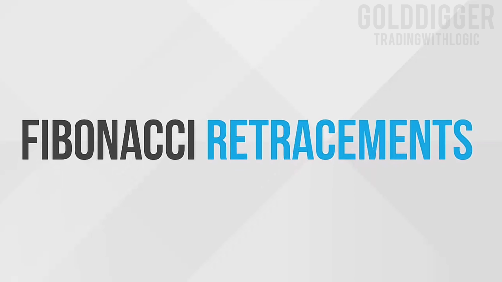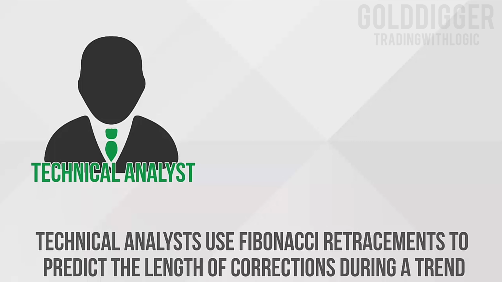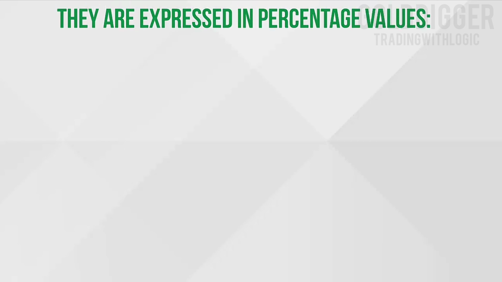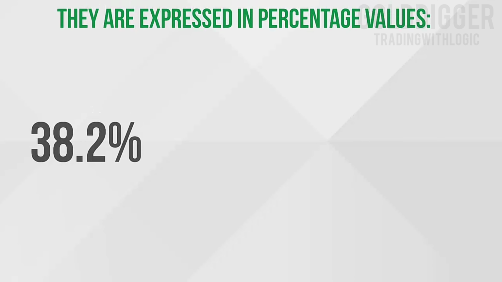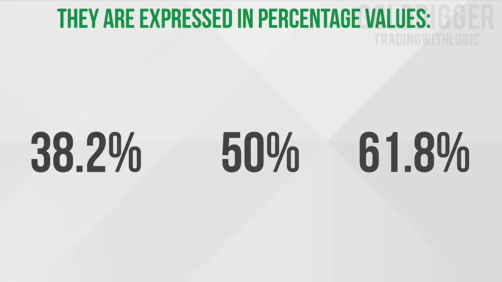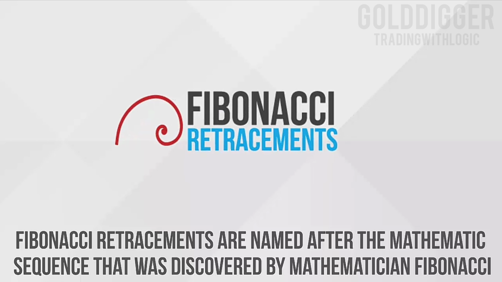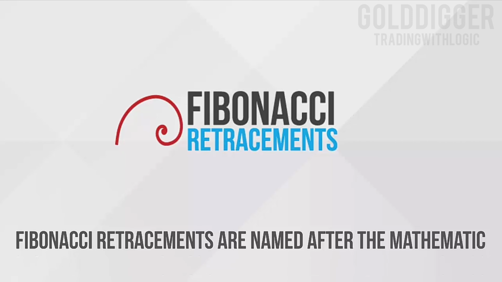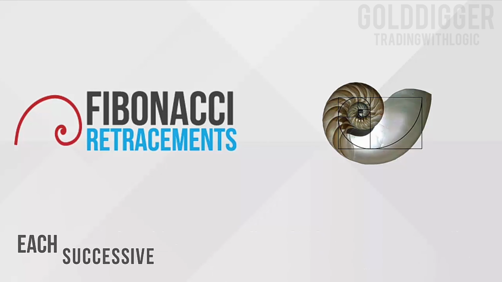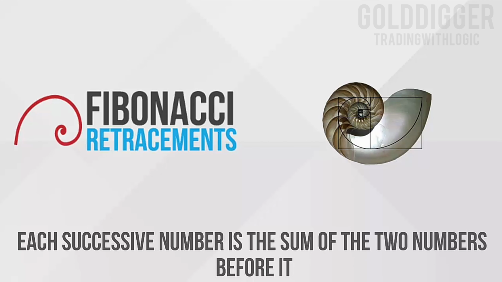Fibonacci retracements. Technical analysts use Fibonacci retracements to predict the length of corrections during a trend. They are expressed in percentage values, where 38.2%, 50% and 61.8% are the most popular retracement levels for Forex trading. Fibonacci retracements are named after the mathematical sequence that was discovered by a 12th century mathematician named Fibonacci. The sequence has been found in numerous situations in nature and essentially says that each successive number is the sum of the two numbers before it.